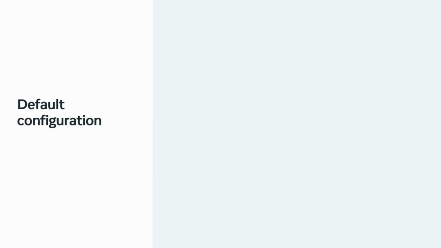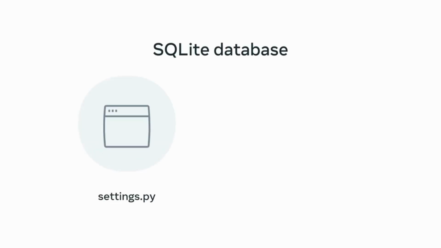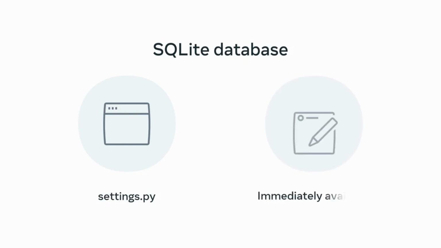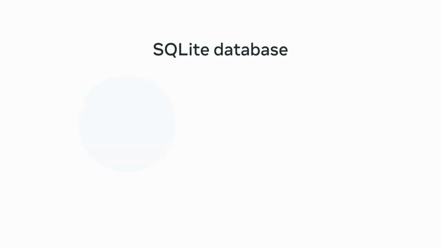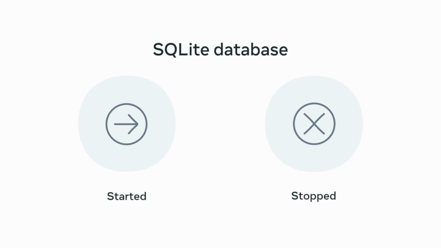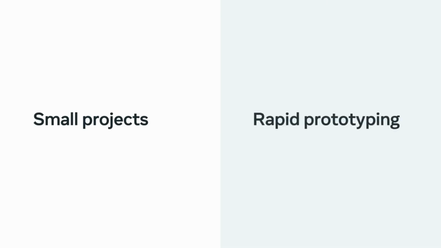When creating a Django project, the default configuration uses a SQLite database that requires no additional installation. It is automatically set inside the settings.py file. This means that you can directly start working with the database immediately. SQLite is known as a user-friendly zero-configuration database, and there are many advantages to using it. You don't need to install anything to support the database, as it doesn't run as a server process. This means the database does not need to be started or stopped, and it doesn't require additional configuration files. As a result, this type of database is suitable for small projects or rapid prototyping.